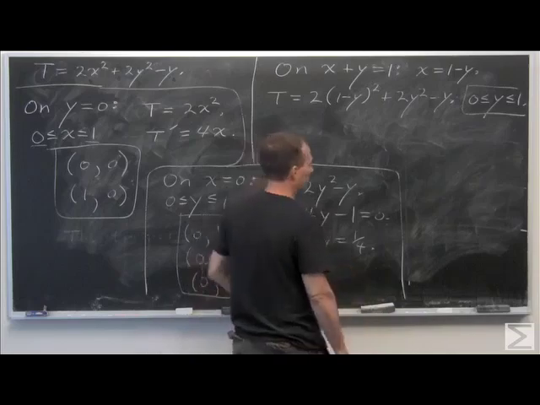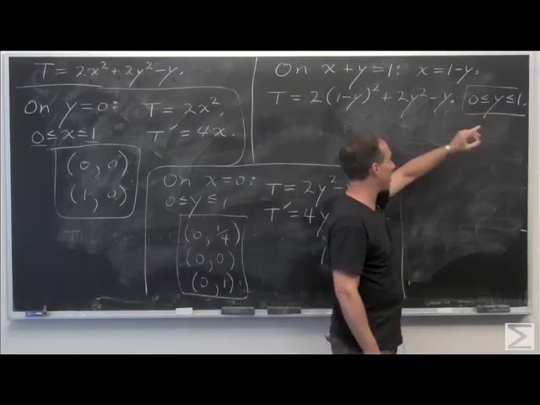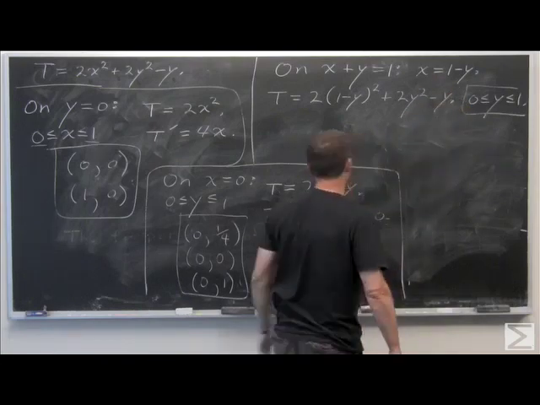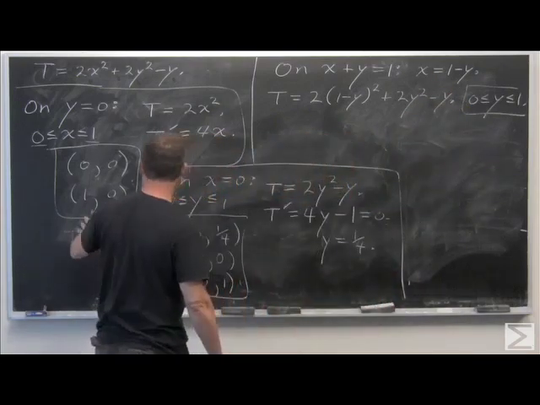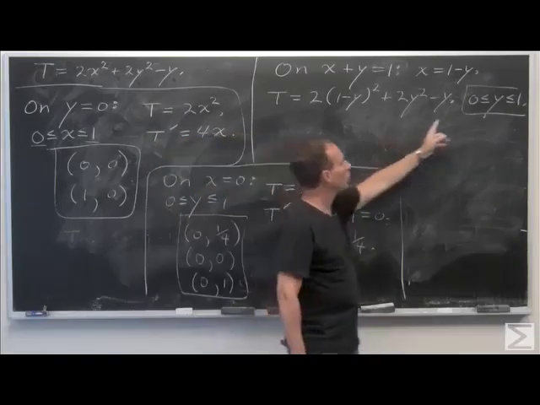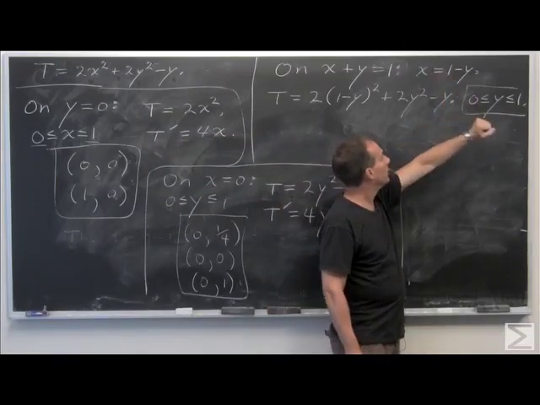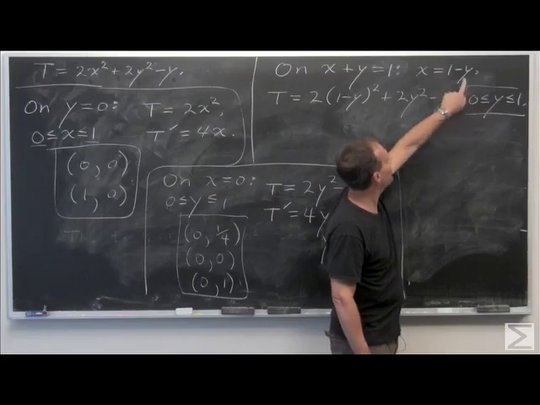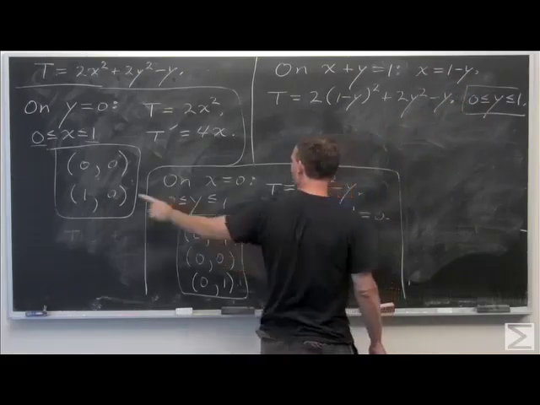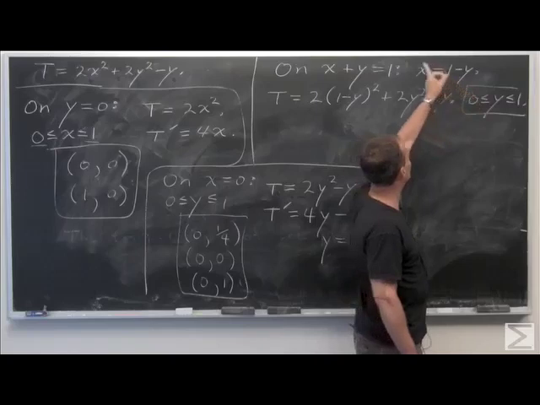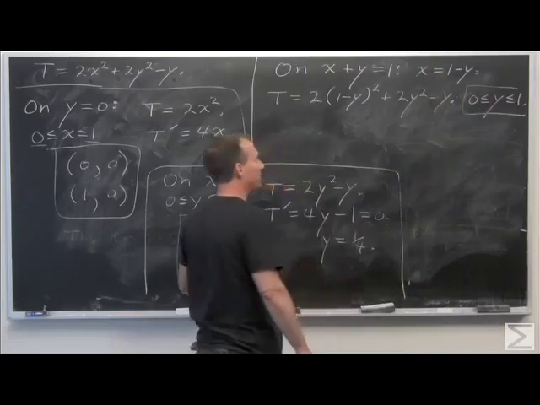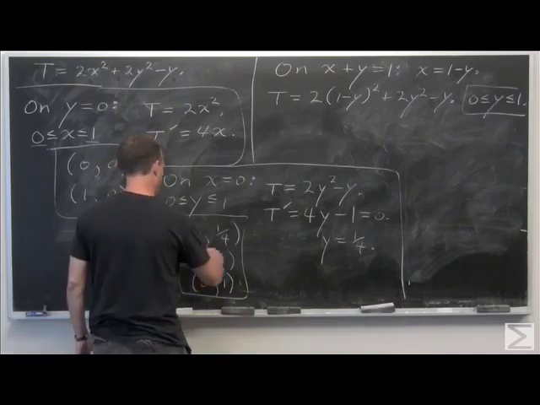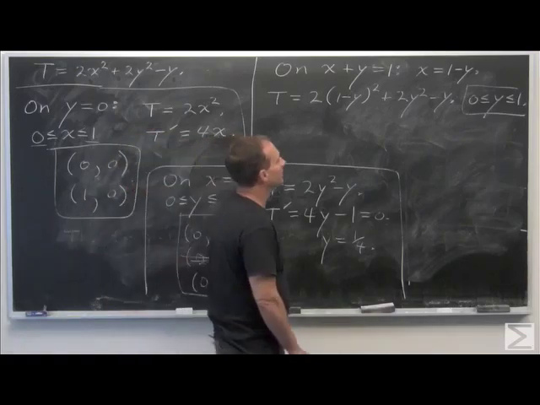So of course, you'll check the endpoints again, but we already have all of those. When y is 0, you'll get x equals 1. So we have to check 1, 0, but we already had that. When y is 0, you'll get x equals 1, and we already had that one. And when y is 1, you'll get x equals 0, and we already had that one. So we don't need to add more to the list.